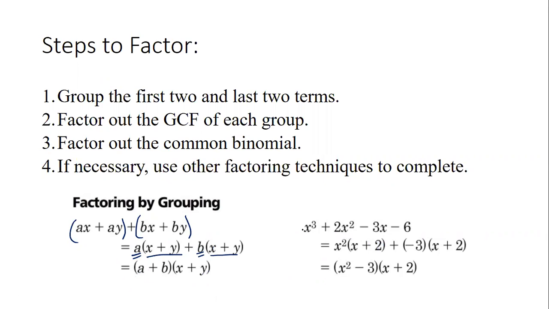So looking at it with numbers, we group the first two. Notice when I'm grouping, I include the negative in there. Then the GCF: if it's a negative leading term, then your GCF is going to be negative. And then factor out the common binomial, and I'm left with this. Sounds easy enough, right? All right, here we go.